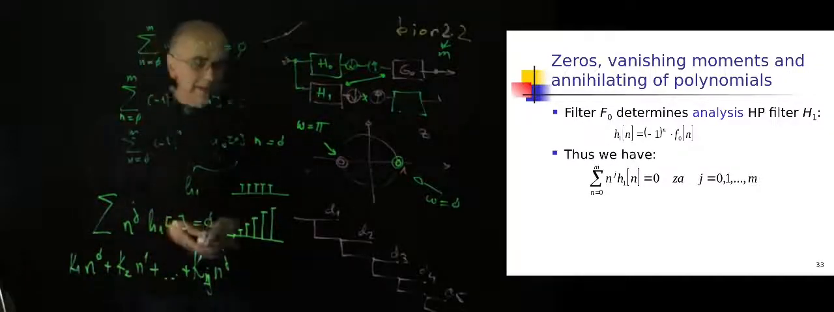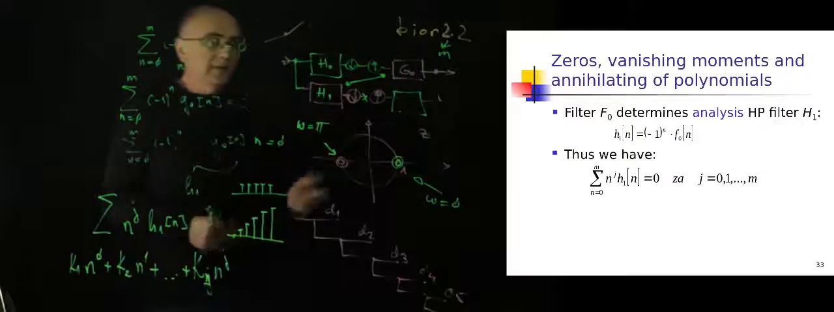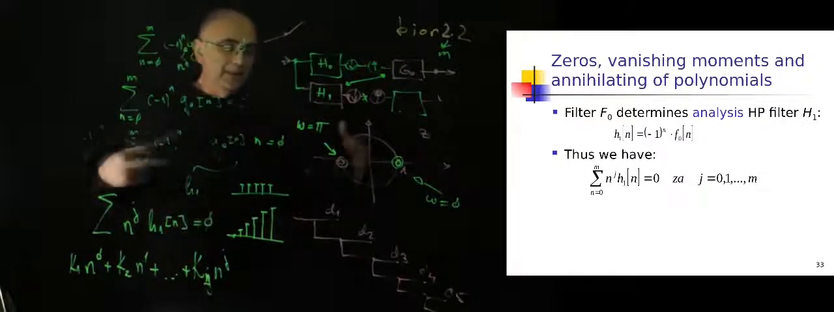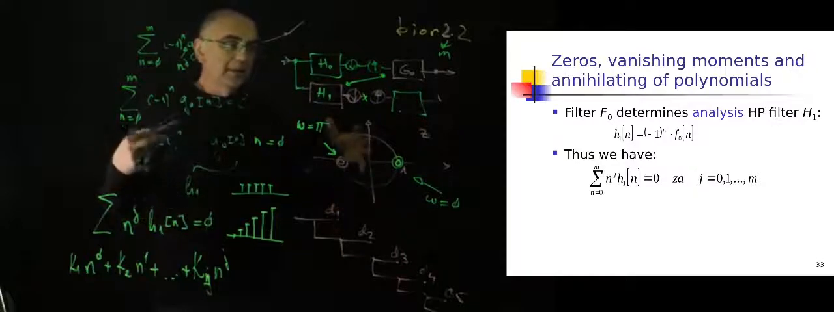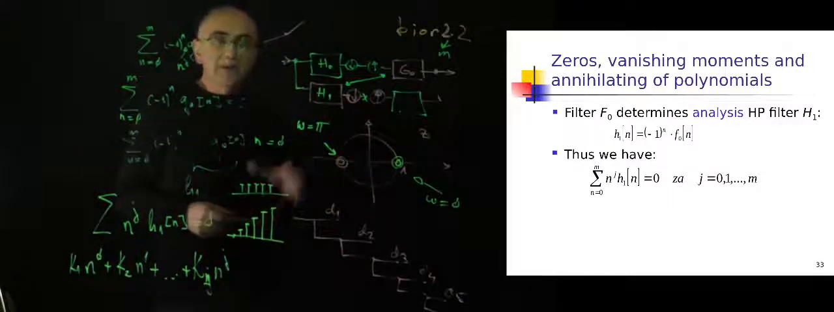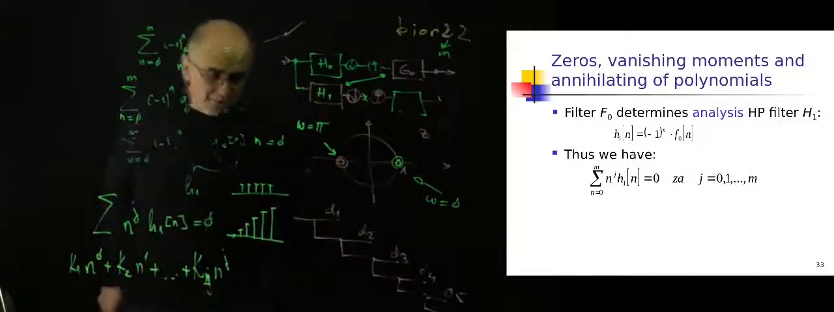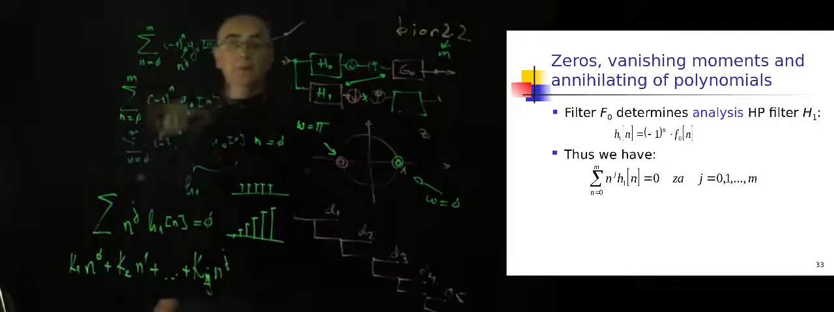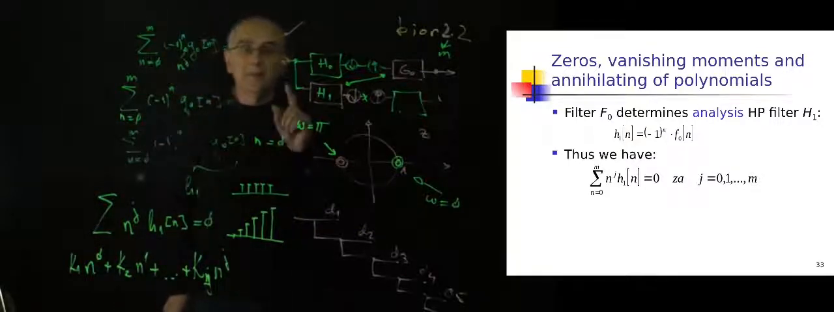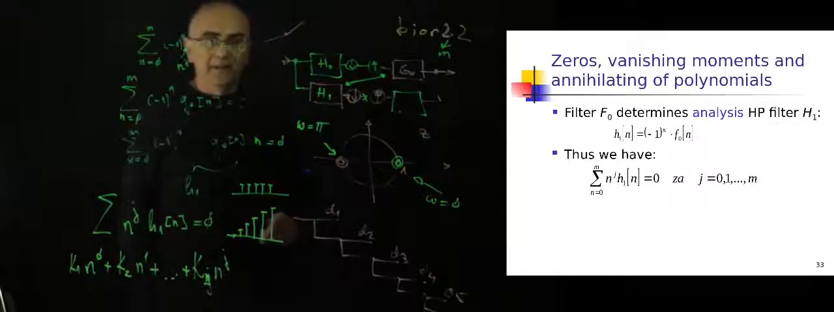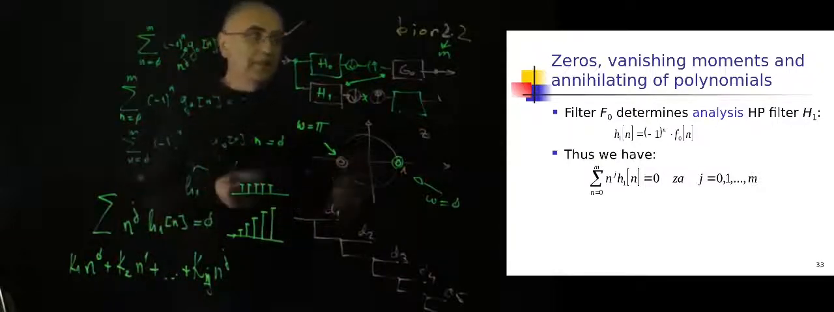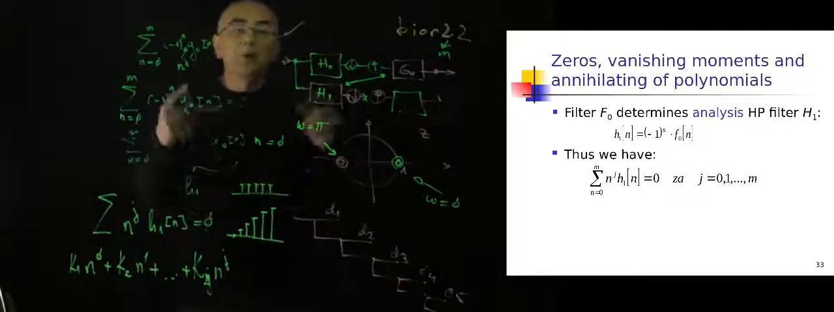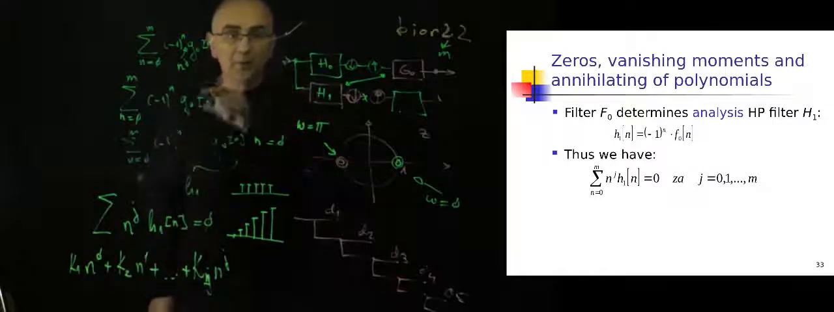So that's why wavelets are kind of information compressors. They can squeeze information into only a few coefficients if the signal was a polynomial. But most real-world signals, images, and volumes can be locally described as polynomials.